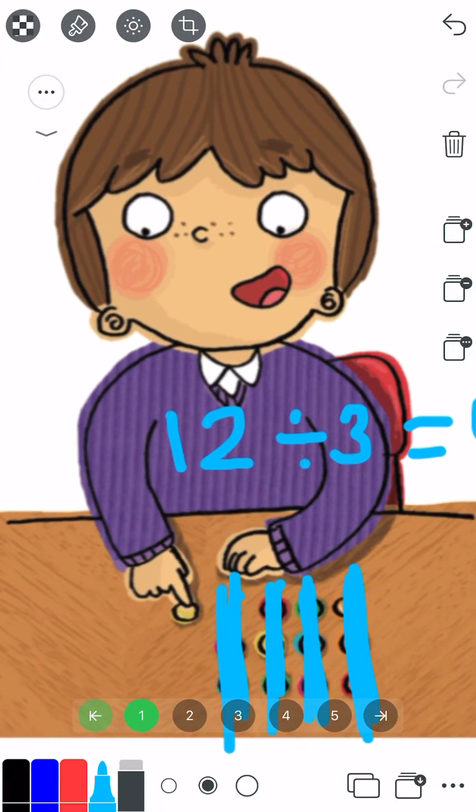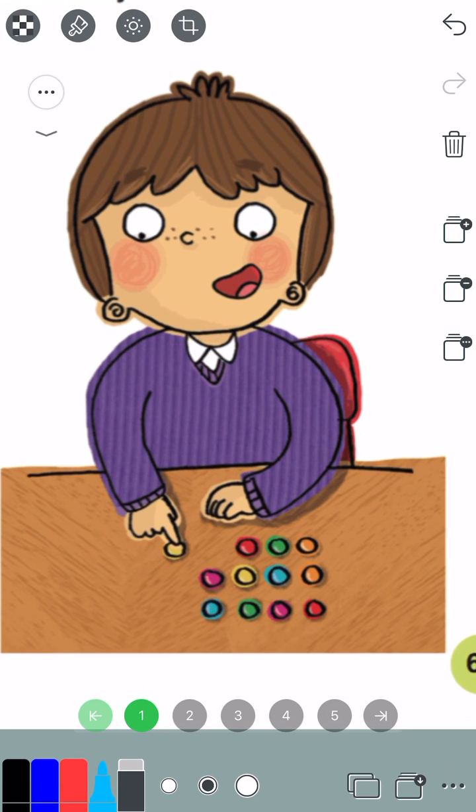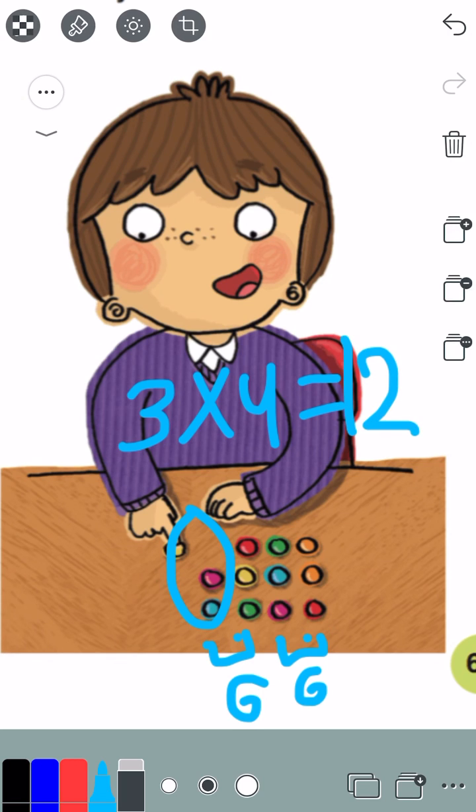Now, as we started learning multiplication, we learned multiplication by adding numbers. So 3 times 4 meant to add 3 four times. 3 plus 3 equals 6. 3 plus 3 equals 6. 6 plus 6 equals 12. So 3 times 4 means we're adding the 3 four times.